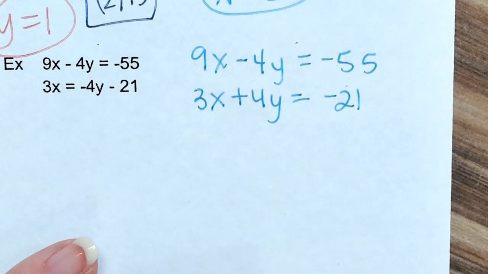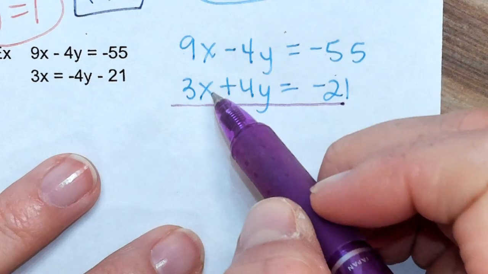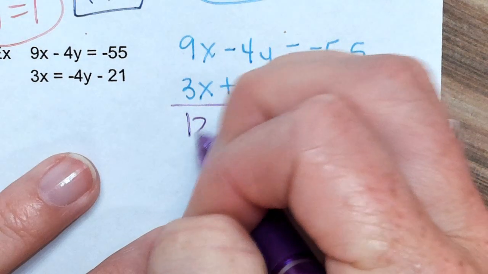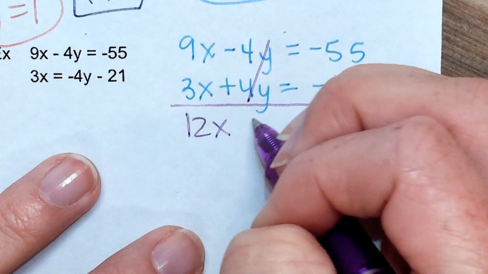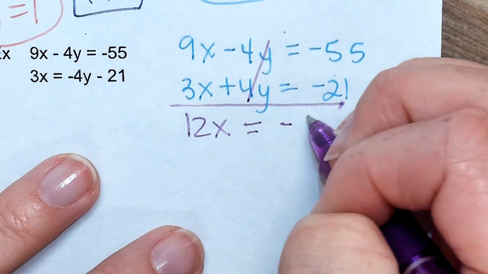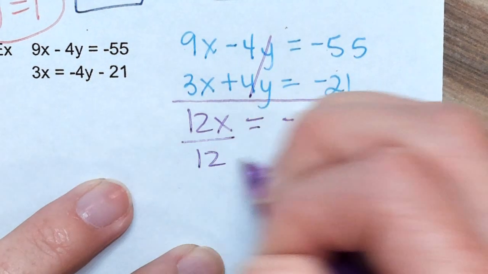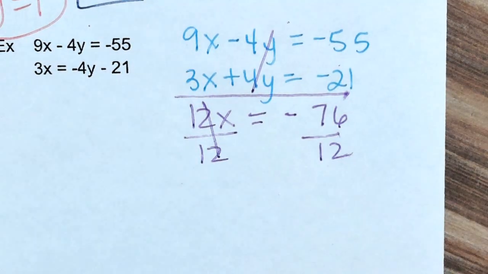If I combine these, will something eliminate? Yes. So I have 9x plus 3x is 12x. This eliminates. And negative 55 minus 21 is negative 76. If I divide by 12, I'm going to show y'all what we get.